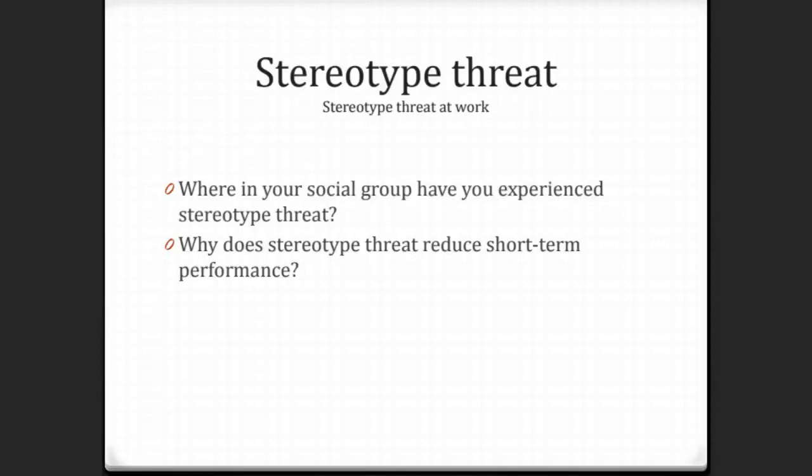Where have you experienced stereotype? Why does stereotype reduce short-term performance? Why does it reduce short-term performance in an organization? This is another issue.